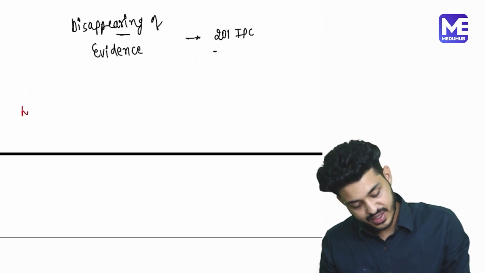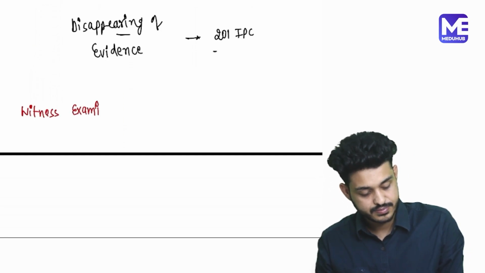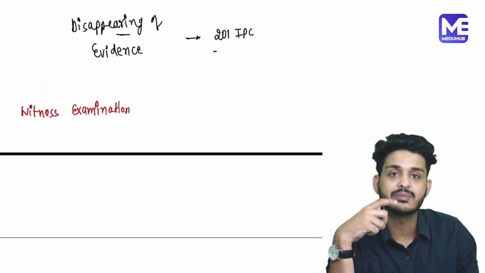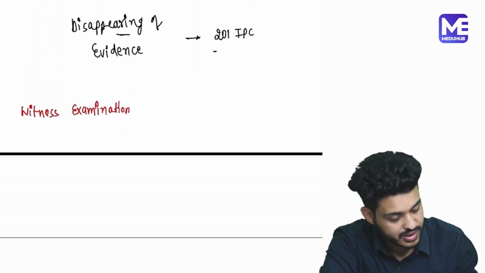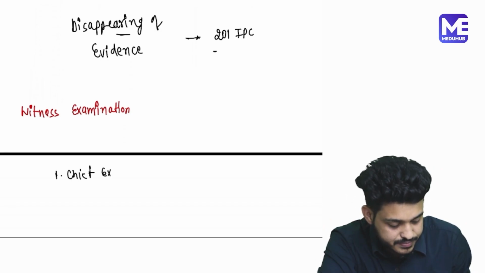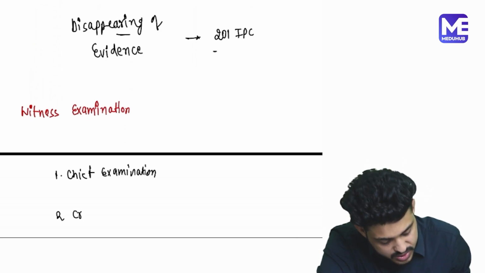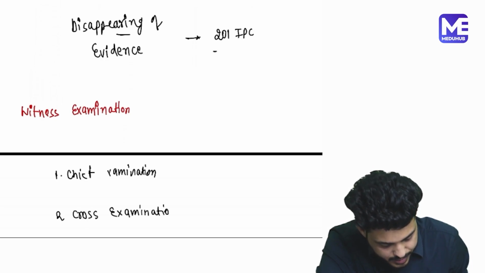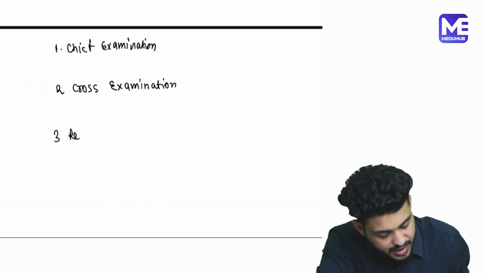What we have seen in witness examination, guys: we have already seen three types of examination. First will be chief examination, second will be cross examination, and the third will be re-examination. Let's write down. First will be chief examination, second will be cross examination, and third will be re-examination.